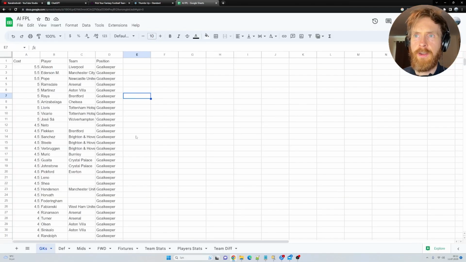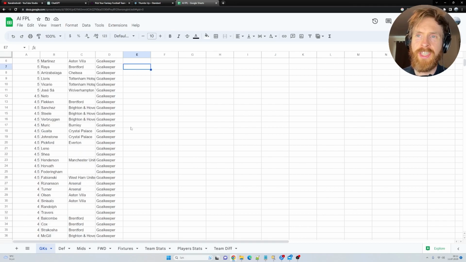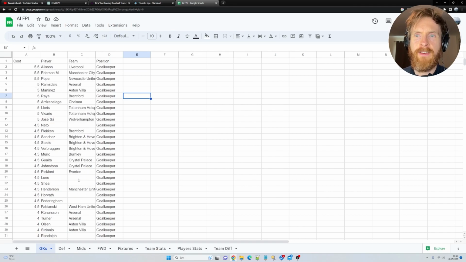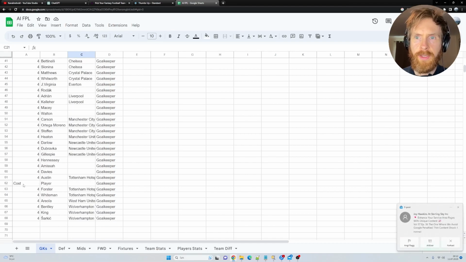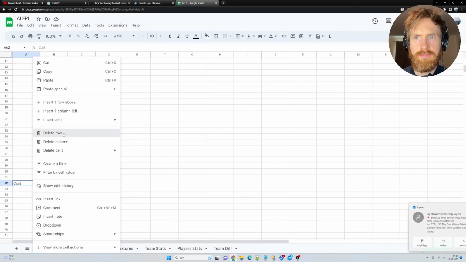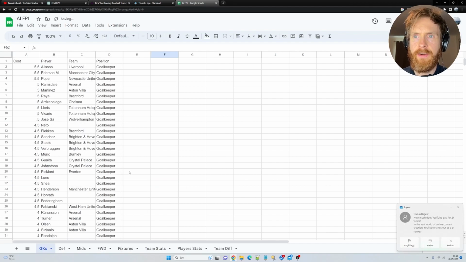So if we start off here, you can see I have collected all the keepers with the new updated prices. So datasets are very important in everything that has to do with AI, right? So my datasets have to be kind of perfect. You can see this is not perfect. There are some teams I'm missing here for some players, but mostly it's complete. And you can just clean up some data here.